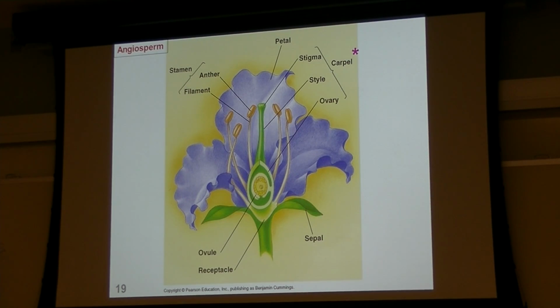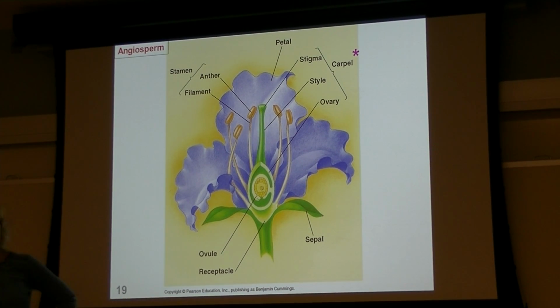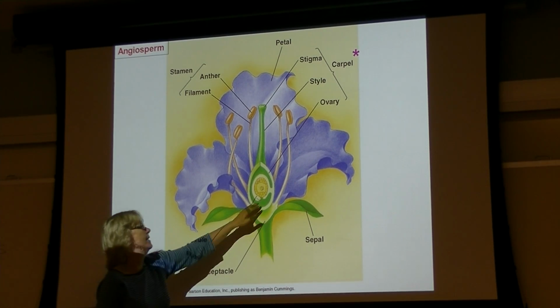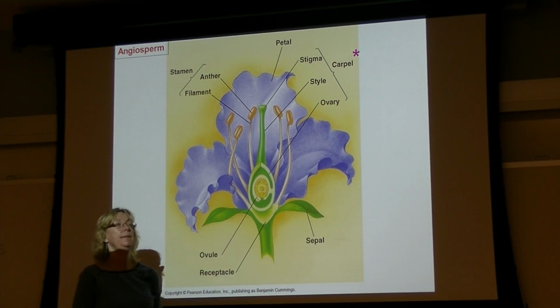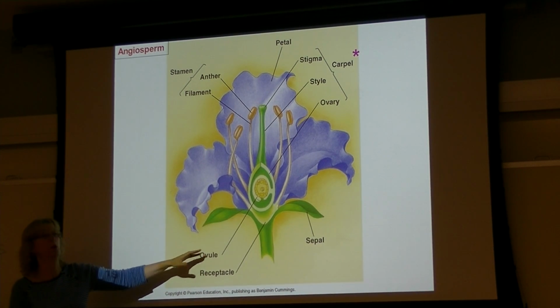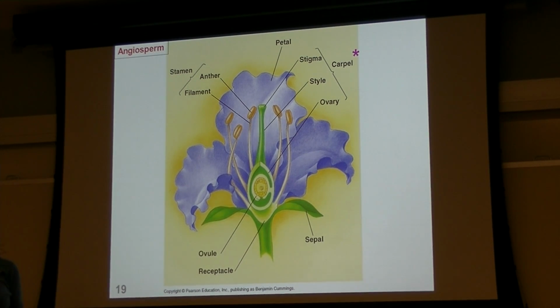Okay, so here are the different portions. I probably should have put this slide earlier, but you should be familiar with all of these different terms. Stamens are composed of the anthers and the filaments. The carpels are composed of stigma, style, and ovary. And then individual chambers containing female gametophytes are known as ovules. So an ovary may have one ovule or maybe several, depending on the plant.